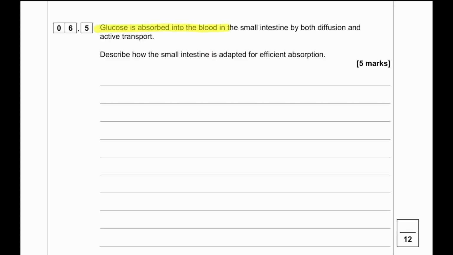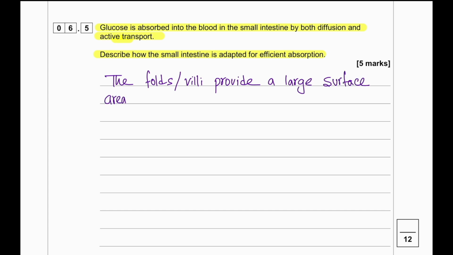Glucose is absorbed into the blood in the small intestine by both diffusion and active transport. Describe how the small intestine is adapted for efficient absorption. First of all, we will talk about the structures of the small intestine that give it an advantage. The projections, or folds, or the villi, provide a large surface area. The walls of the villi have capillaries, which are only 1 cell thick for a very short diffusion distance.